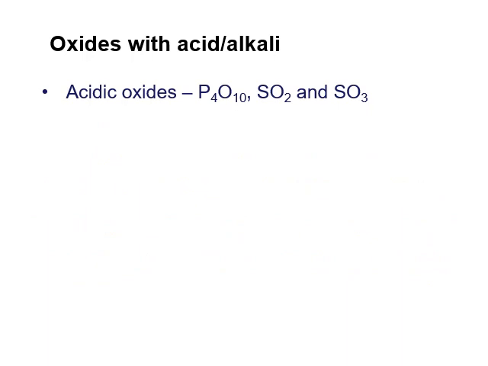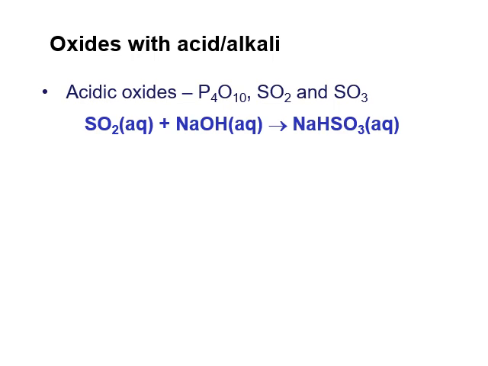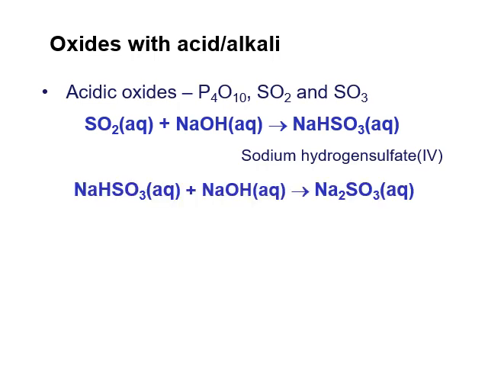The final one we need to know then is our sulfur oxide. So it's sulfur dioxide we're looking at, and that reacts with the base sodium hydroxide to make what is known as sodium hydrogen sulfite. The sodium hydrogen sulfite then reacts with another NaOH, and that makes us our sodium sulfite on the right here. So you need to know those equations as well.